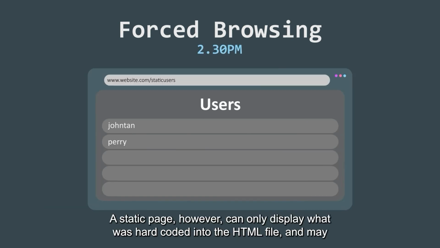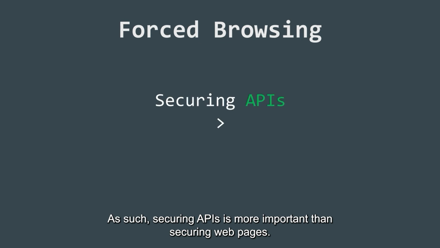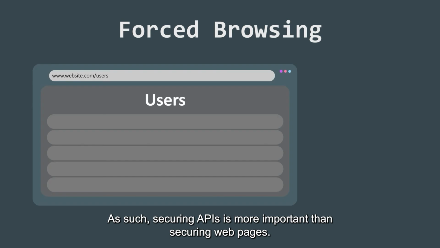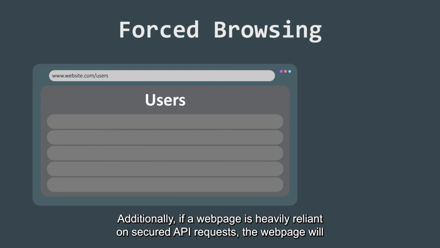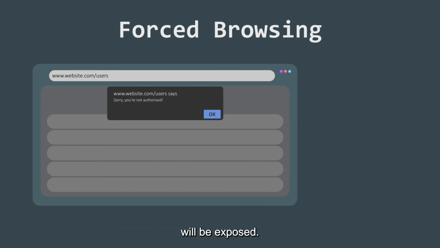A static page, however, can only display what was hard-coded into the HTML file, and may not include much sensitive data. As such, securing APIs is more important than securing web pages. Additionally, if a web page is heavily reliant on secured API requests, the web page will not be able to function as it normally would if forcefully accessed, and no sensitive data will be exposed.